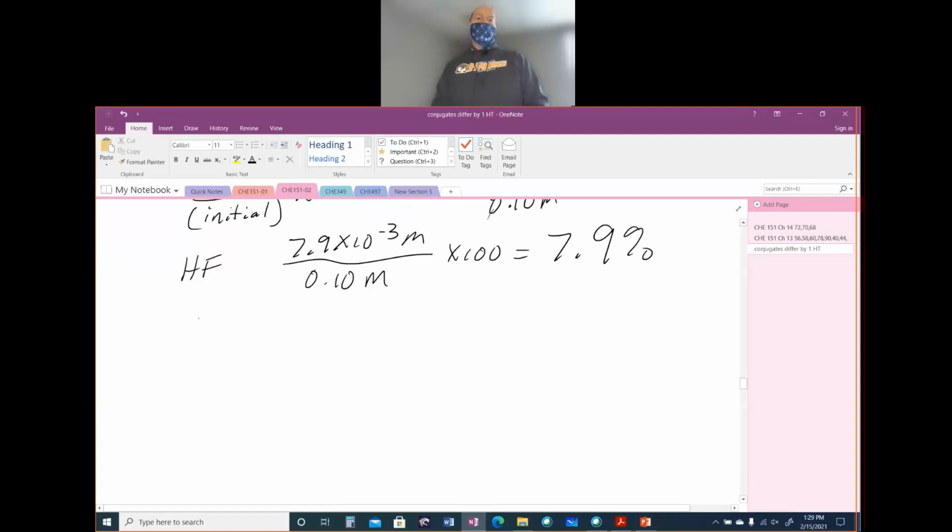Now, another interesting question that the test may not give you enough information to solve with a number is to calculate, mine's going to say calculate the pH of 1 molar HF and percent ionization.